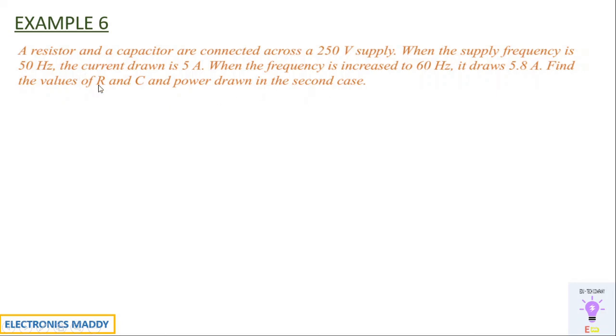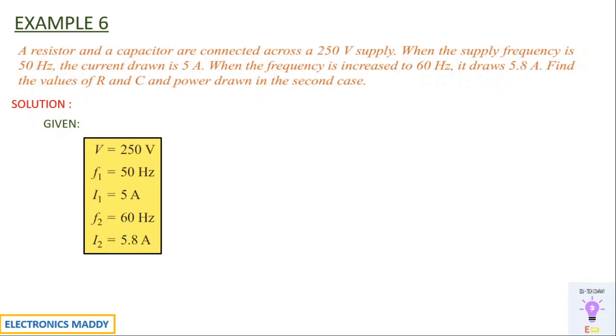So they've asked us to find the values of R and C for this particular problem, and to find the power drawn only for the second case, for a frequency of 60 hertz and a current of 5.8 amps. So how to approach these types of problems? First step, we'll be writing the given data. They've given us the value of V, and F1, that is 50 hertz. I1 is the current flowing for this supply at frequency F1, and I2 is the current with respect to frequency F2.